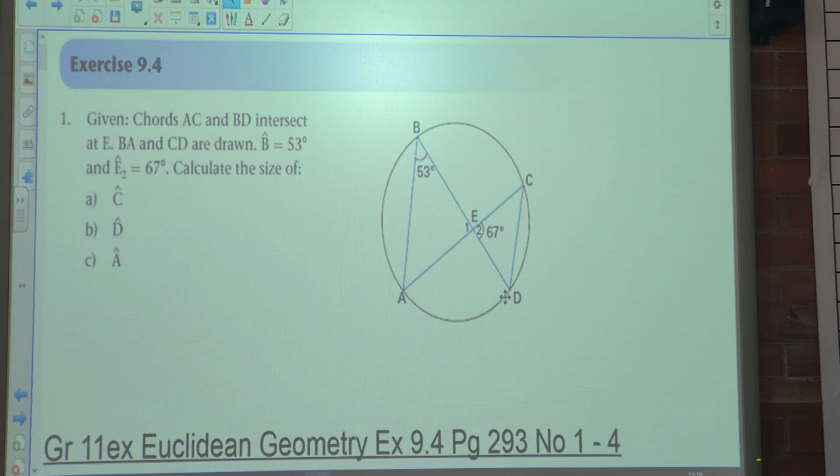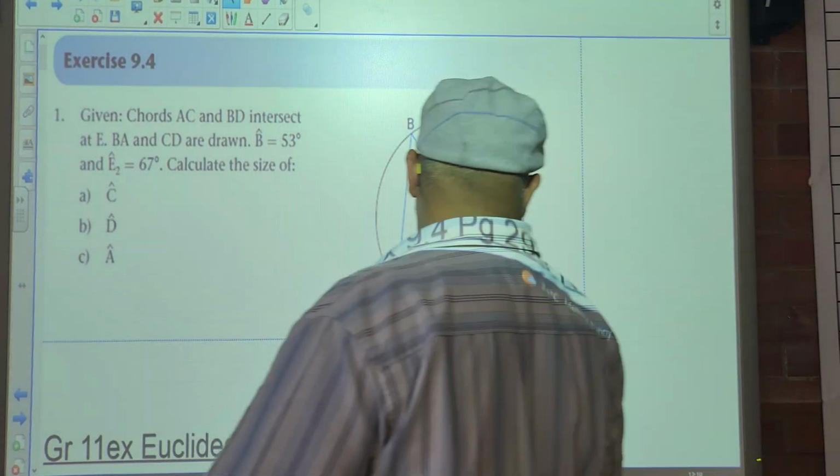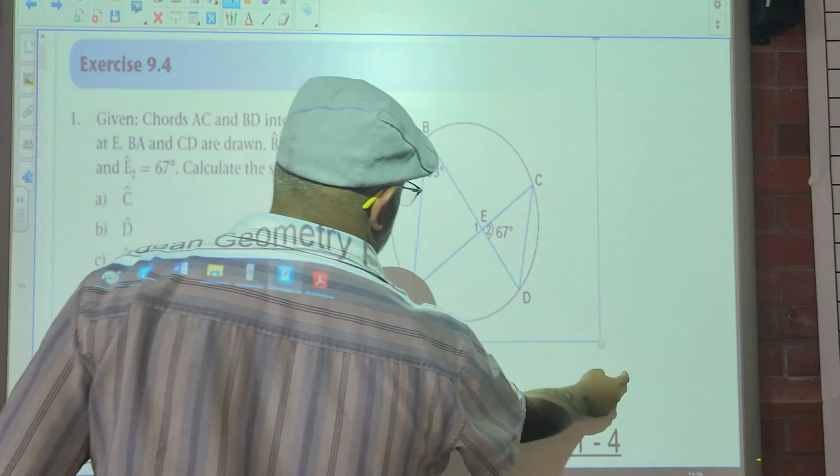Right, so at this point we spoke about angles in the same segment, correct? Okay, the full lesson can be found in the description box below.